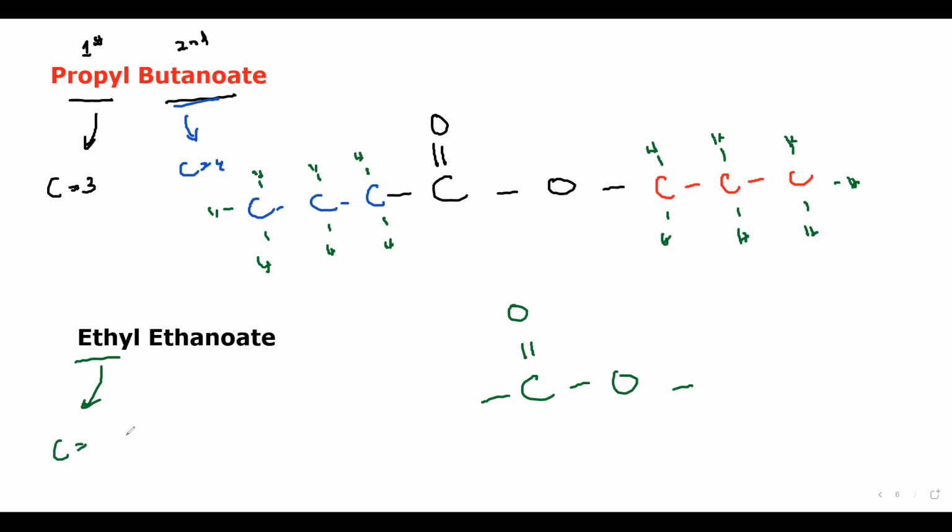Eth means 2 carbon, and ethanoate also means 2 carbon. So we have to draw 2 carbon on the right and 2 carbon on the left. So 1 and 2, and 1 is already there, so we draw another one. Then we put hydrogen. This will have 2 hydrogen, this will have 3 hydrogen, and this will have 3 hydrogen. So this is how we draw the structure of an ester, which in this example is ethyl ethanoate. Is it clear how to draw the structures? Any doubt?